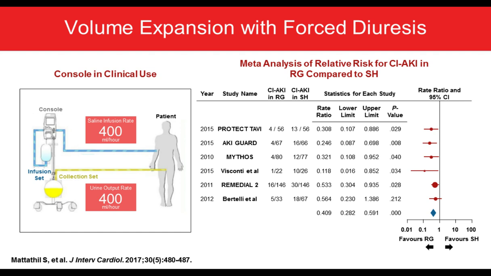This is a meta-analysis that my group published recently, looking at a variety of different clinical scenarios, including PCI and TAVR, and looking at the impact of RenalGuard versus standard hydrational therapies. And you can see that there was a substantial signal favoring RenalGuard in terms of acute kidney injury compared to routine volume expansion.